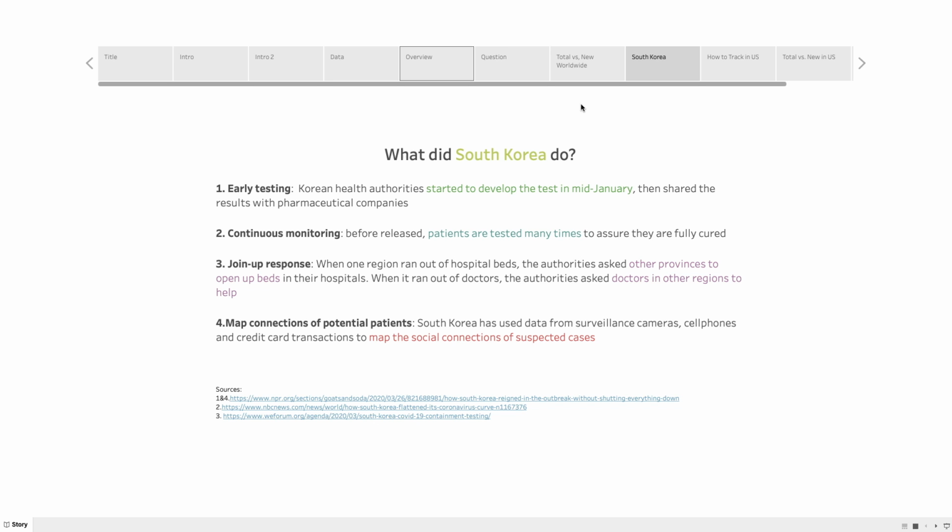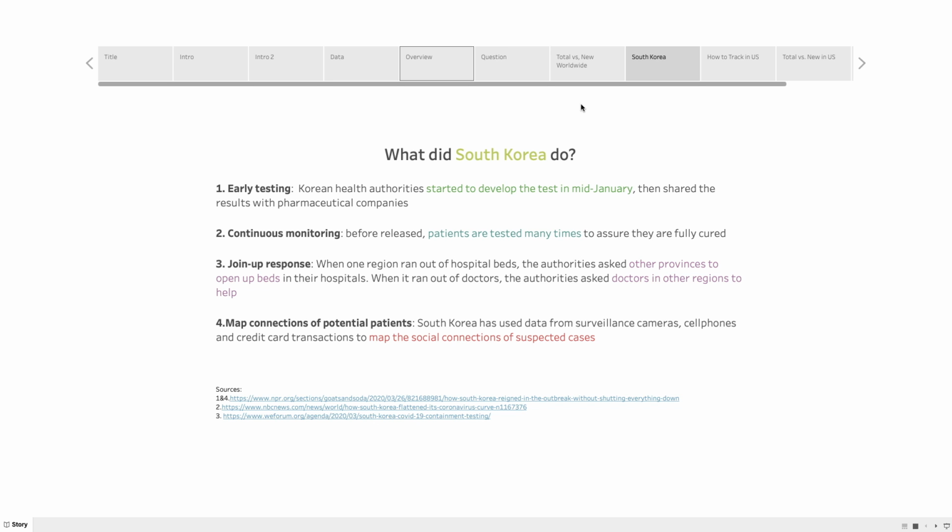Before being released, patients are tested many times to assure that they are fully cured. And third is a joined-up response. When one region ran out of hospital beds, the authority asked other provinces to open up beds in their hospitals. And when it ran out of doctors, the authorities asked doctors in other regions to help.